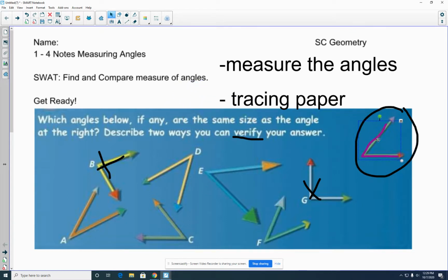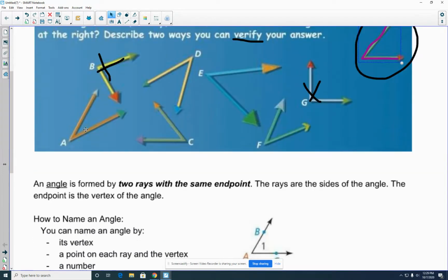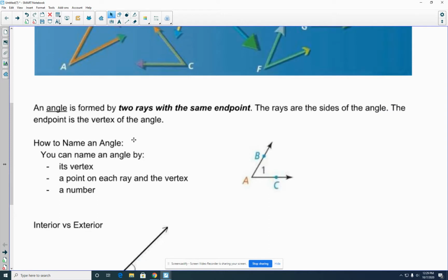We're actually not going to take tracing paper and compare angles. We're going to start this lesson by talking about what exactly is an angle. An angle is formed by two rays that have the same endpoint. The rays act as the sides of an angle. Interesting, angles have sides. Says who? It's true. And the endpoint is the vertex, or the middle, or the corner of the angle.